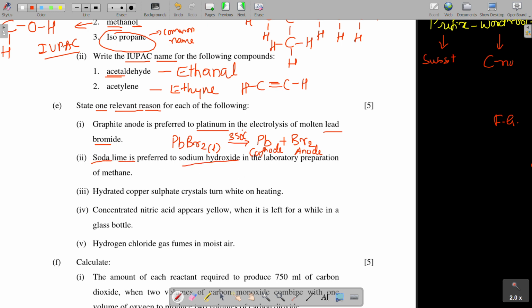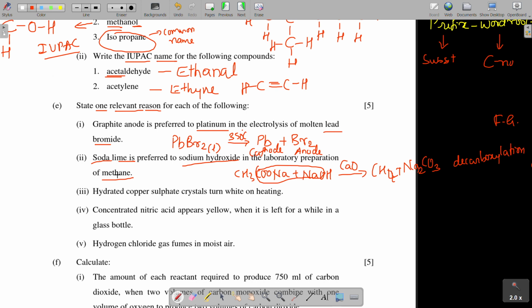Soda lime is preferred to sodium hydroxide in the laboratory preparation of methane. In the laboratory preparation of methane, we do not use sodium hydroxide alone, we use soda lime. Basically this uses sodium acetate, CH3COONa, plus NaOH or quicklime. You will get CH4 plus Na2CO3, as sodium carbonate is removed. This is called a decarboxylation reaction.